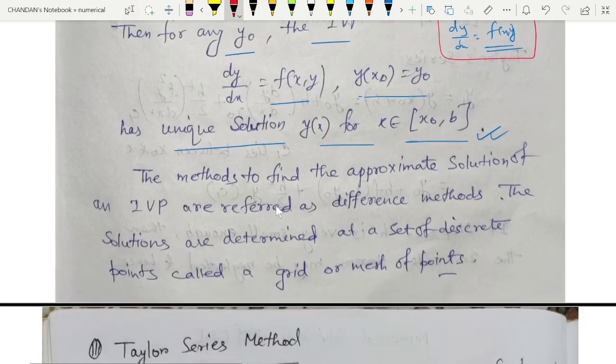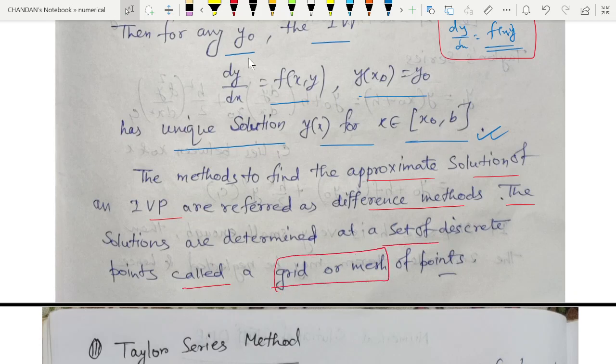The methods to find the approximate solution of the IVP are referred to as difference methods. The solutions are determined at a set of discrete points called the grid or mesh points. So this term is also very important: grid or mesh points. And the method is known as a difference method.